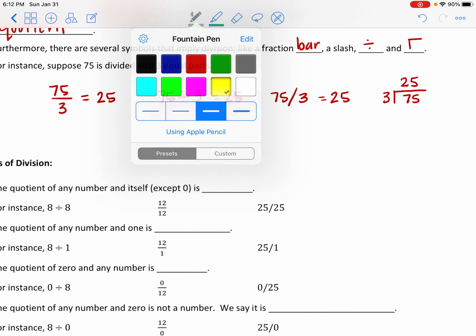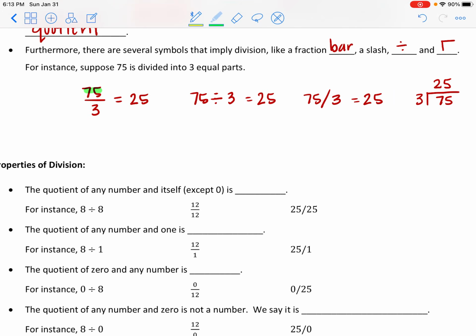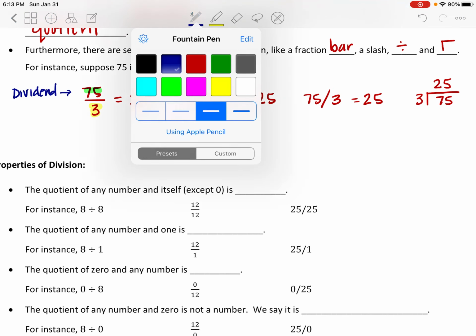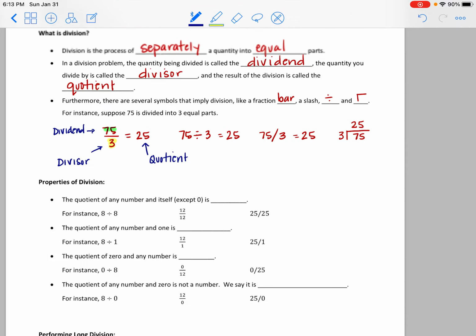In any case, the 75 represents the dividend, that is the amount that is being divided. And the 3, the part that's doing the dividing, how many equal parts you want, we call the divisor. And the actual result of the division is called the quotient. So that's just some basic terminology.